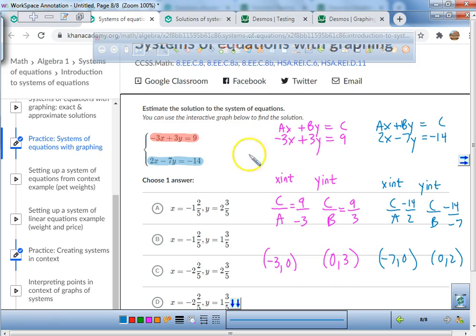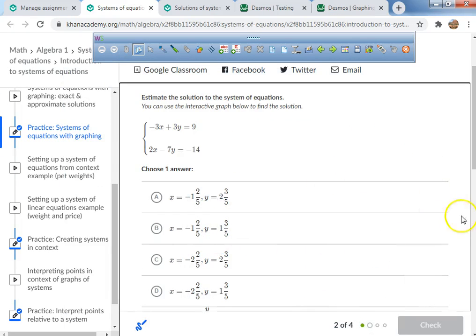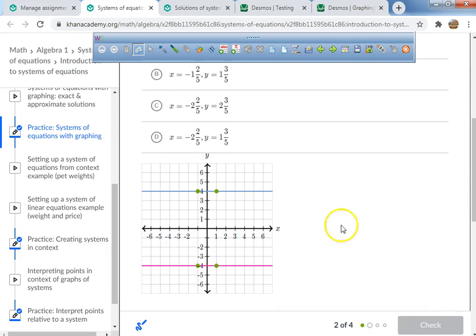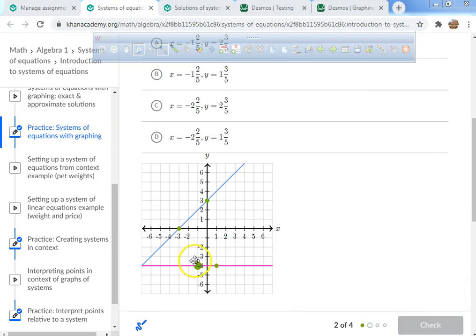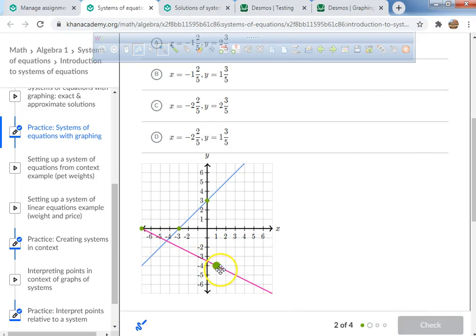This is my x, this is my y. So here we go. -3, 0. 0, 3. There's one of them. And then -7, 0, and 0, 2.